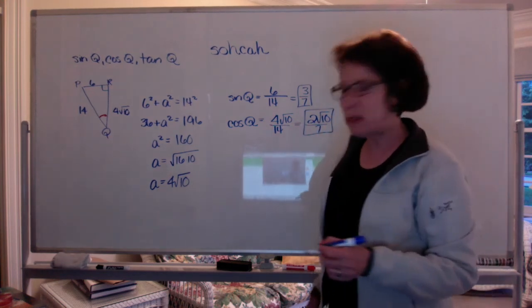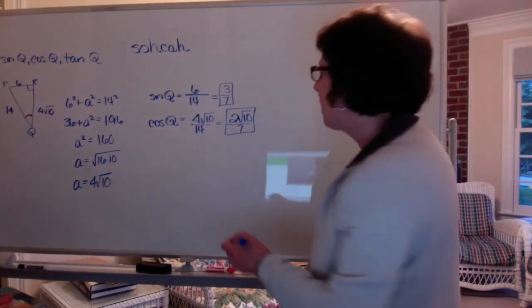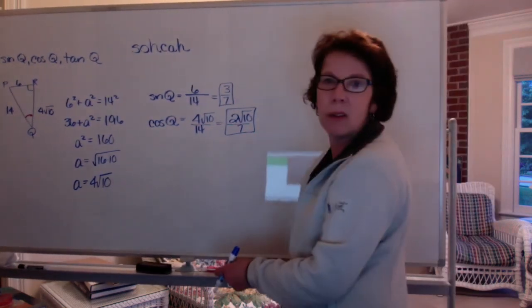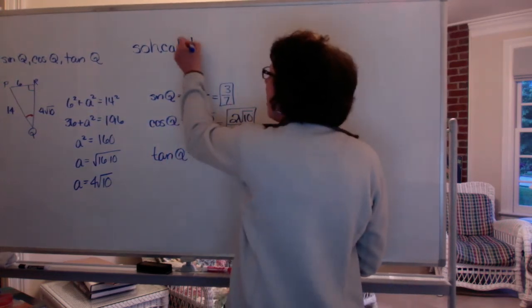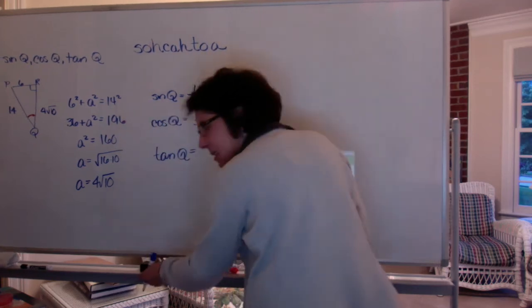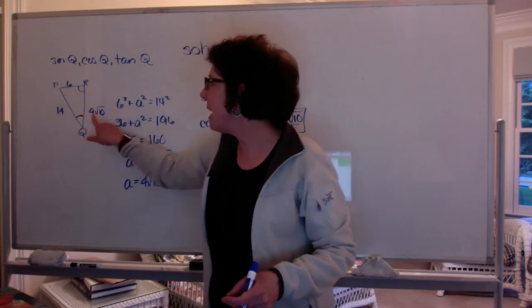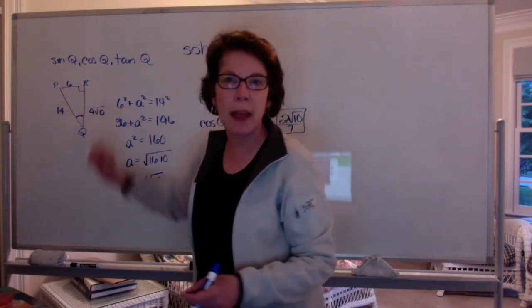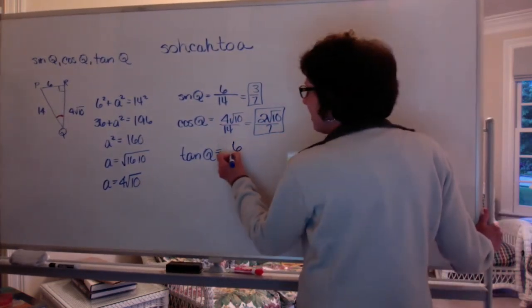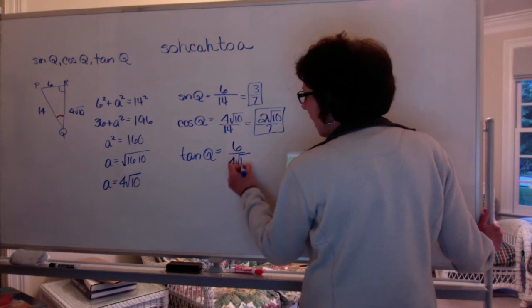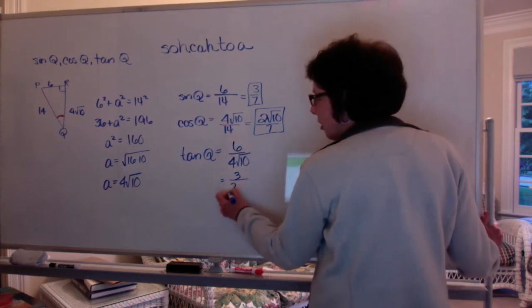Finally, let's go to the tangent. Let me try to move this. Oh, my word. Okay, here we go. Now you can't see the triangle. All right, let's just put it right here. The tangent of Q is going to equal what? TOA. It's going to be the opposite over the adjacent, 6 over 4 root 10. Let's first reduce 6 over 4 to 3 over 2.